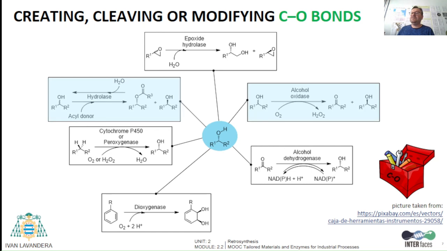Thus, when starting from a racemic alcohol, the enantiopure derivative can be obtained through kinetic resolution using a hydrolase, an acylating agent, or an alcohol oxidase. If the precursor is a ketone, an alcohol dehydrogenase can be employed as catalyst, or by a deracemization, as in the case of alkenes with dioxygenases or alkanes with monooxygenases or peroxygenases. Also, racemic epoxides can be resolved in the presence of epoxide hydrolases.